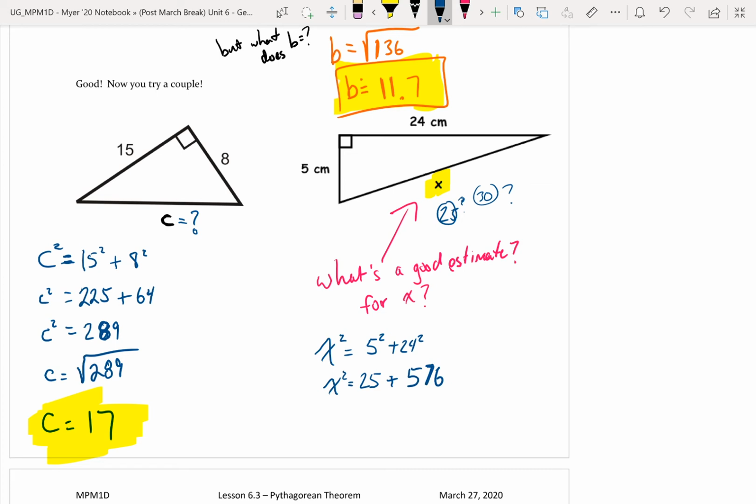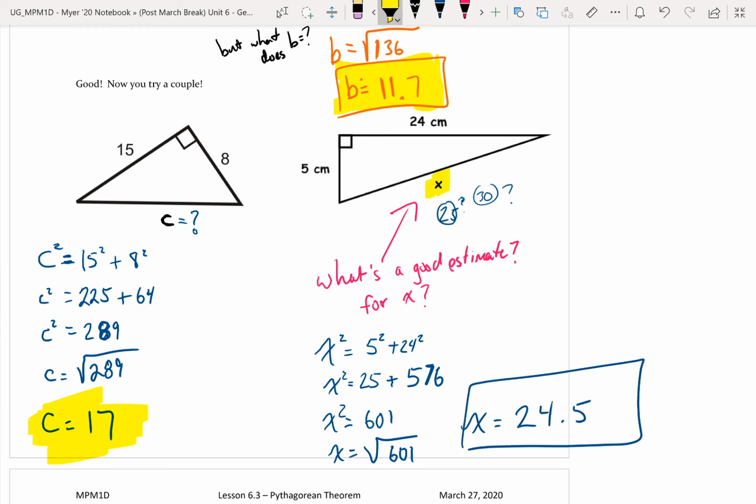All right, and we'll sum it up together first. X squared is equal to 581, 601. So x is equal to the square root of 601. X equals 24.5. So all good. Your estimates were very good.